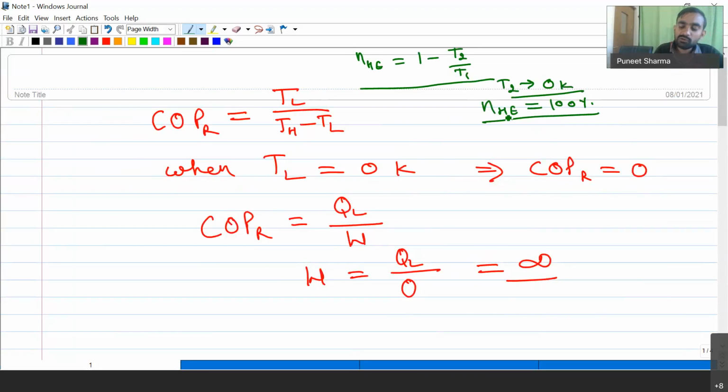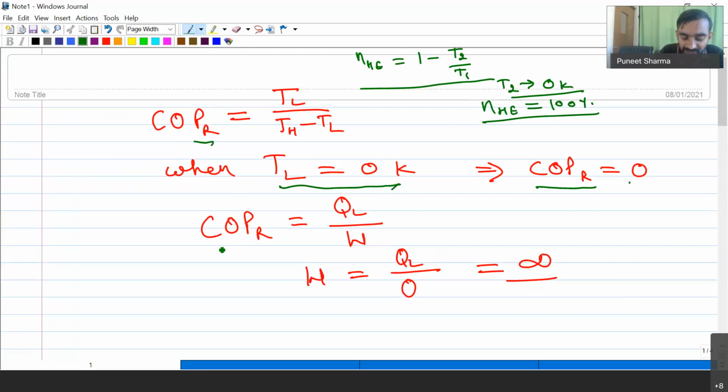Okay. So likewise, during the lecture, I told that when our temperature TL will be 0 Kelvin, at that point our COP will be infinite. But that was a wrong statement. So now I explained that this is my COP of the refrigerator. So when my TL is approaching 0 Kelvin, the corresponding COP of the refrigerator is nothing but equal to 0. You can clearly see if you substitute 0 Kelvin over here.